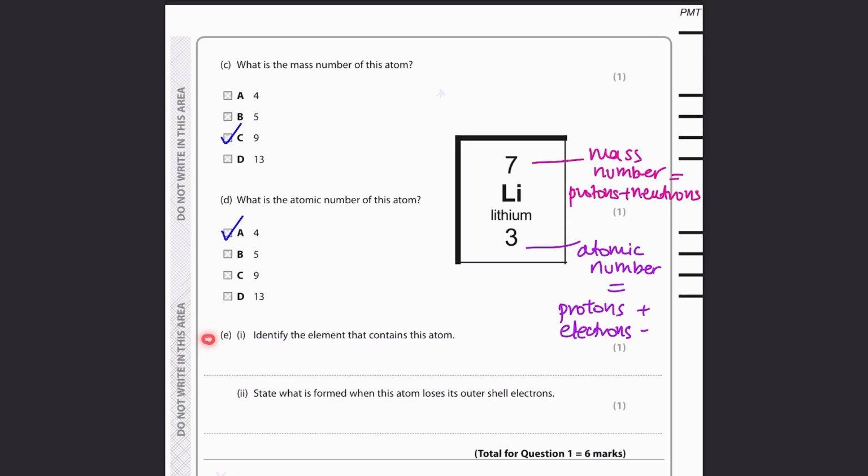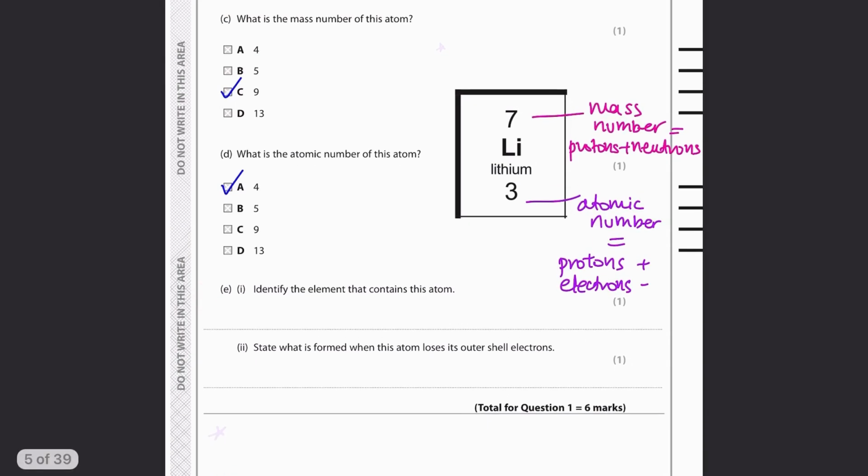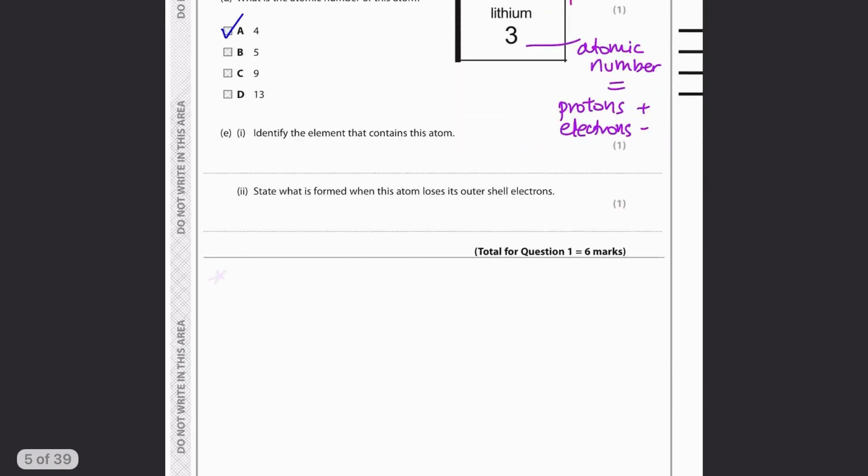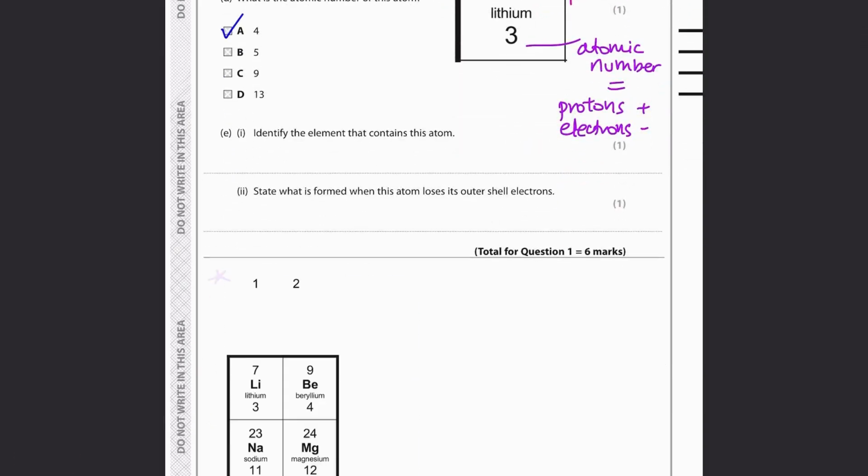Identify the element that contains this atom. We just need to go to the periodic table and find who has a mass number of 9 and an atomic number of 4. That would be beryllium.